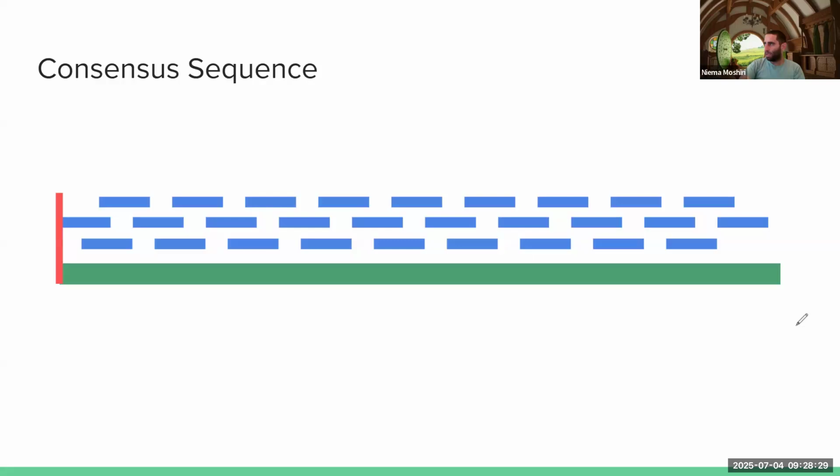So here, imagine that the blue fragments are from this longer blue genome that's the one that came from your sample, and this green genome is the reference genome.